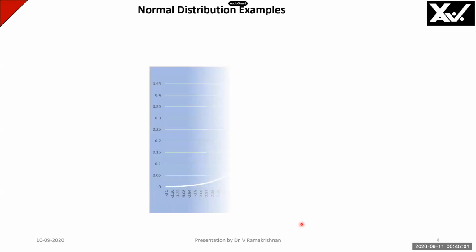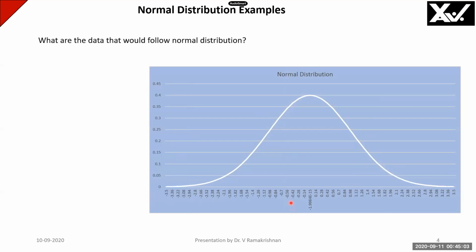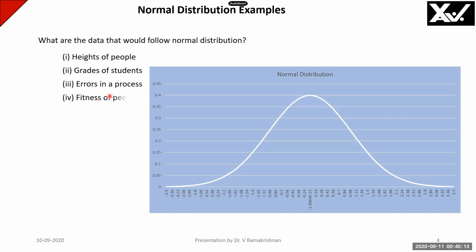I will show again here what are all the data that would follow the normal distribution. All sample data will follow normal distribution, like heights of the people, grades of the students, marks scored by the students, errors in your process, fitness of people, and you can think of any sample that in the real world you can get. They will follow normal distribution. Sigma levels are based on the normal distribution curve. So I told you, it tells you about the process. Z should be high or low? It should be high. We will see how.